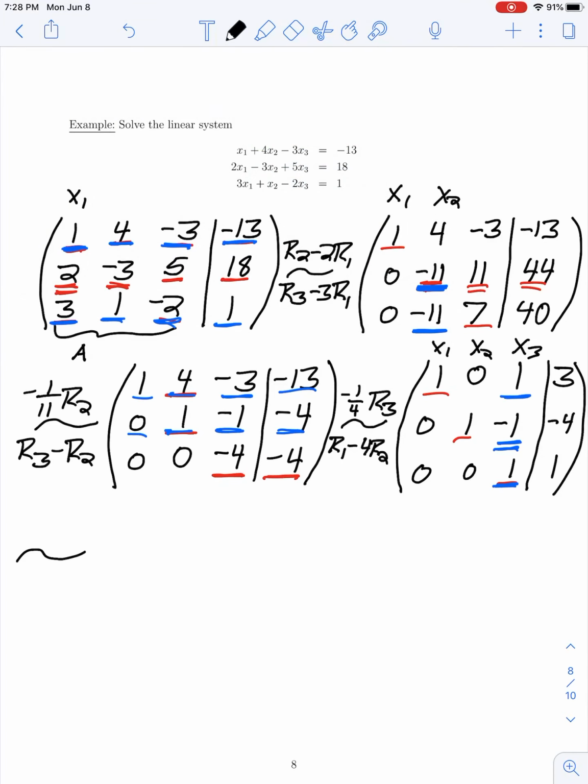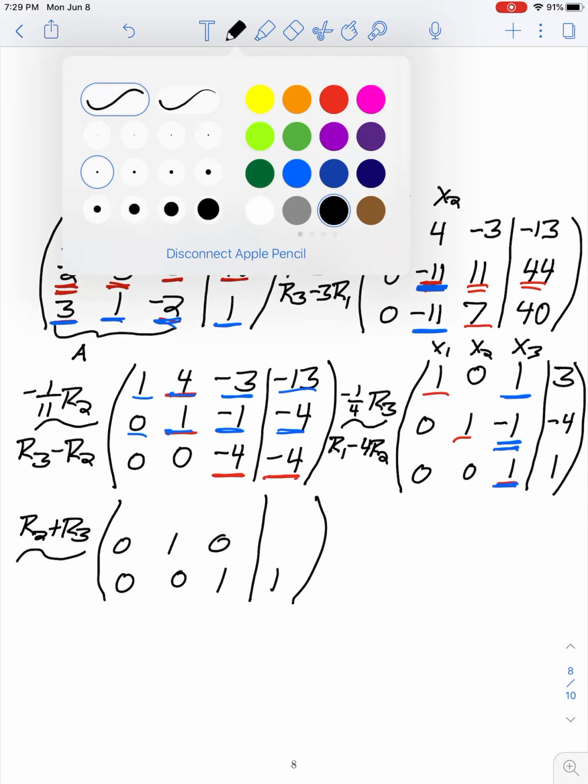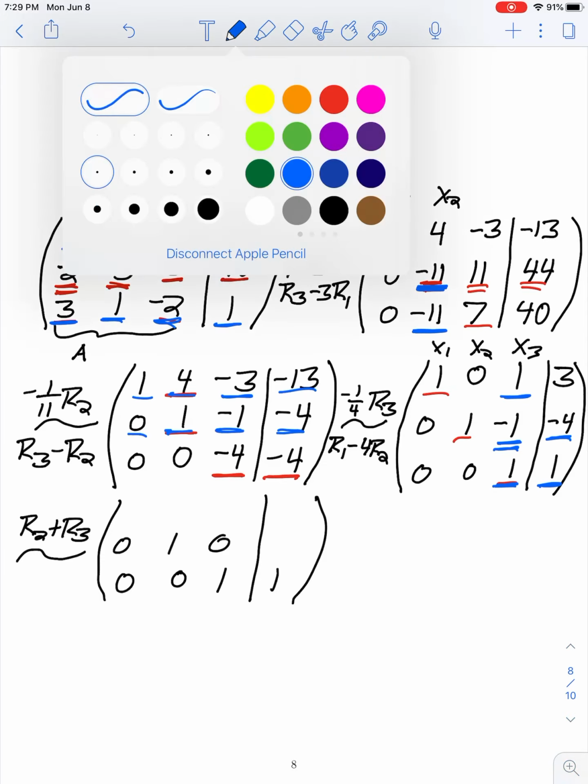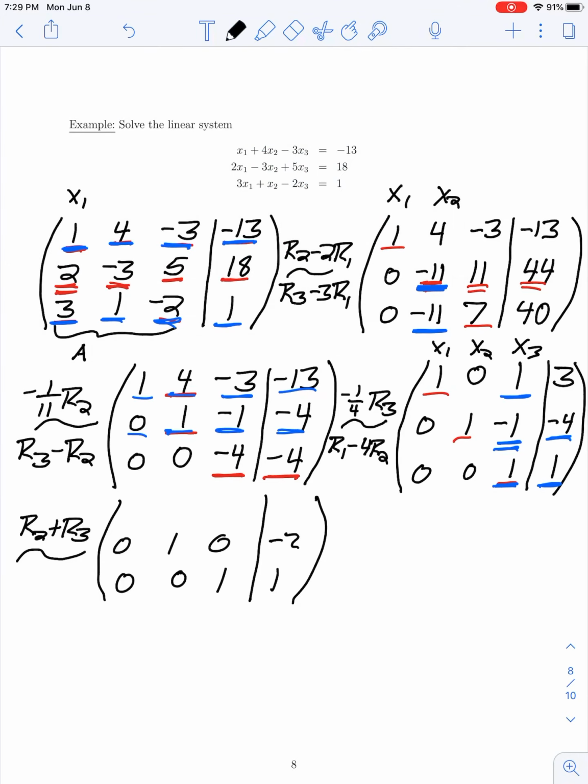So this would be equivalent to the matrix we get by taking row 2 and adding row 3 to it. Our last row, we are not changing. We still have 0, 0, 1, 1. Our second row is now 0, 1, 0. And when we add these constants, our negative 4 plus 1 gives us a negative 3.